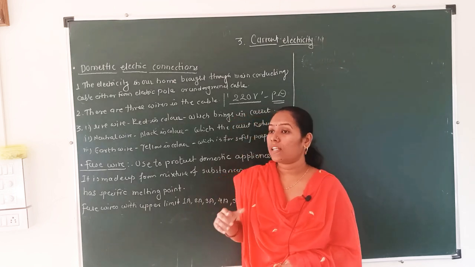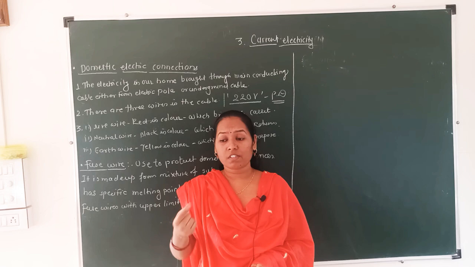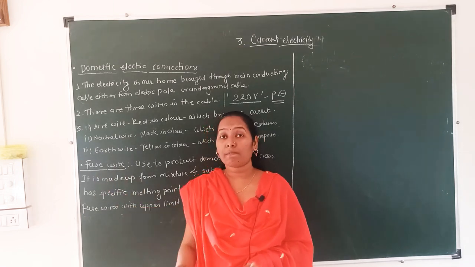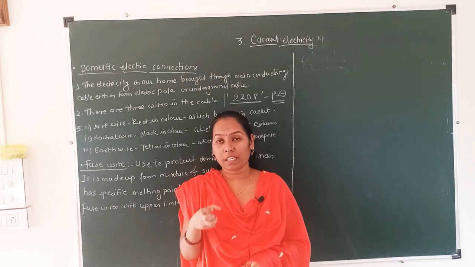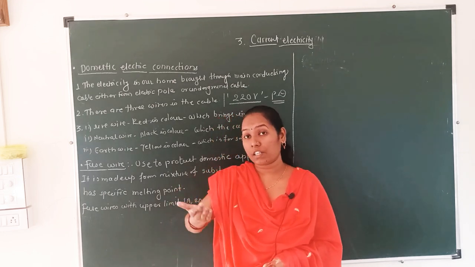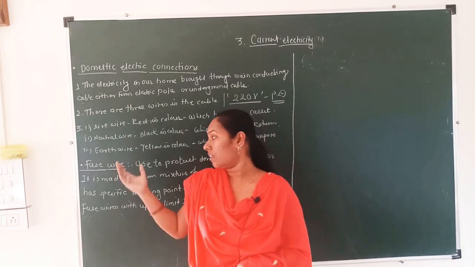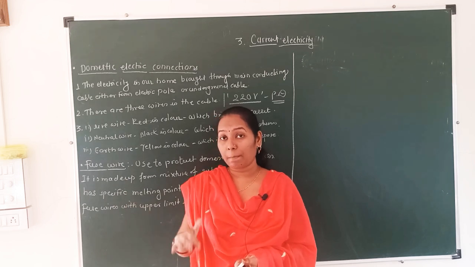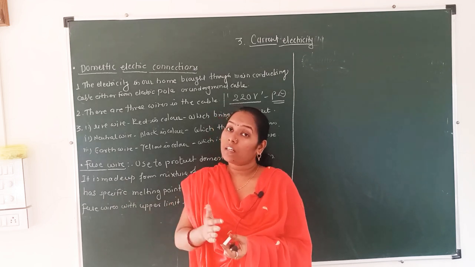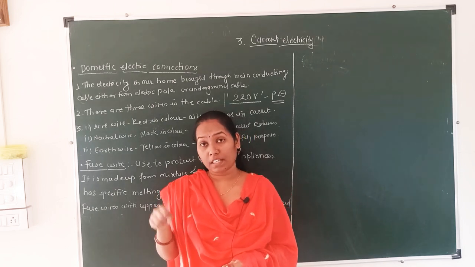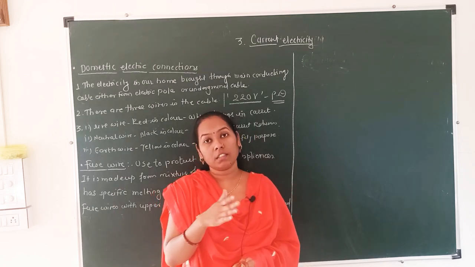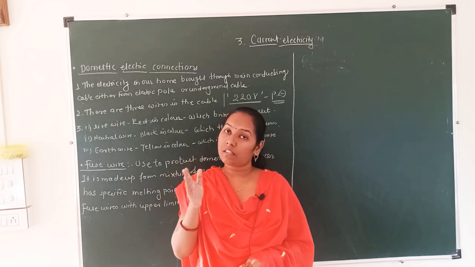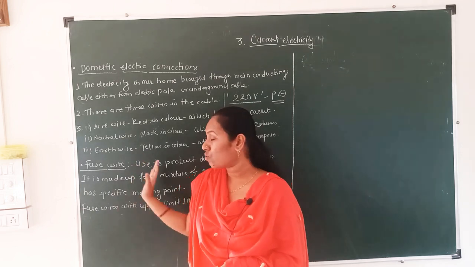This fuse wire is made from a special kind of substance, a mixture of some substances, and it has a specific melting point. Because of this, if the voltage or current suddenly increases, the temperature of the wire increases and the wire burns and breaks. Due to the breaking of the wire, the electricity in that circuit stops, and the domestic appliances become safe. This is the use of the fuse wire.